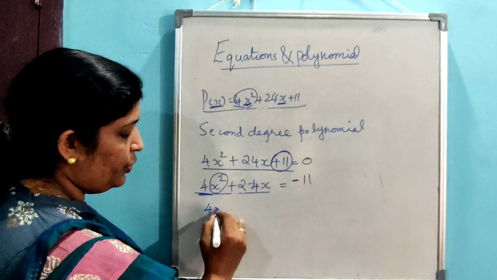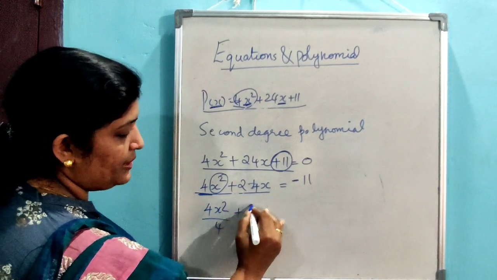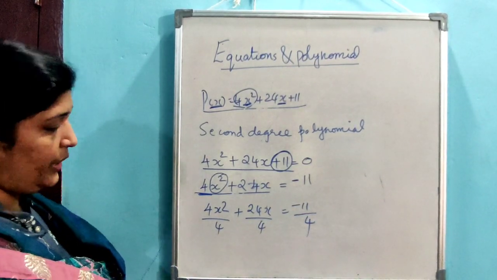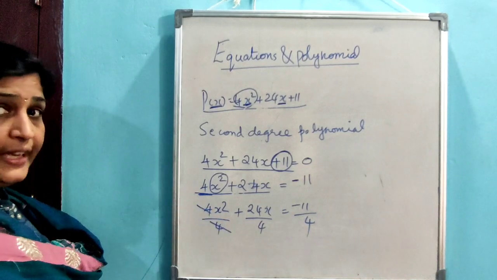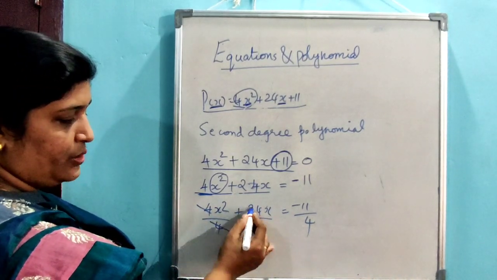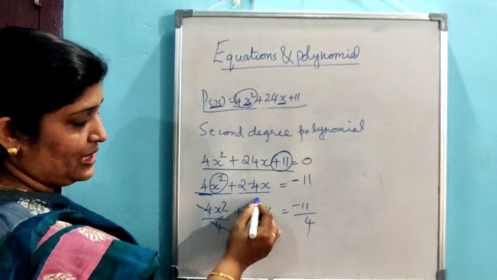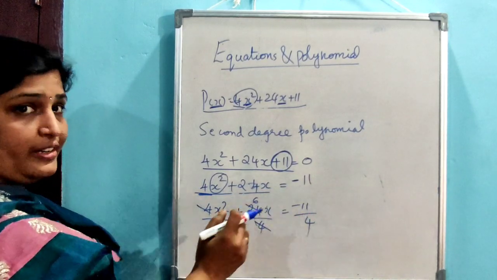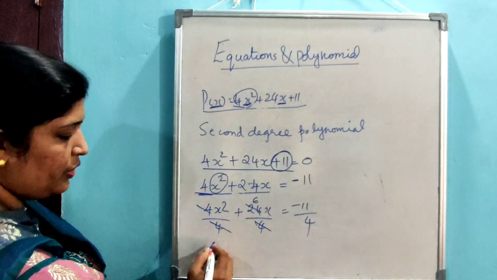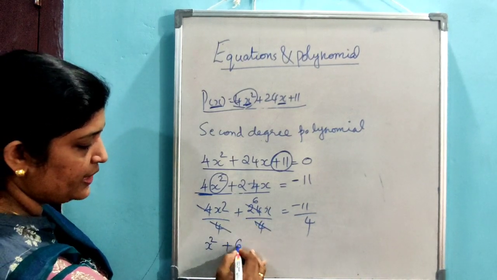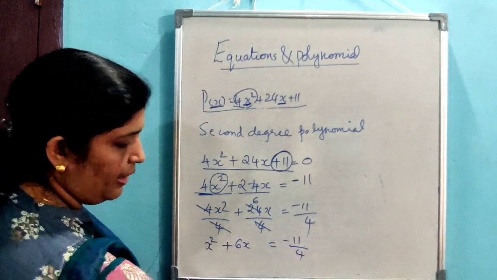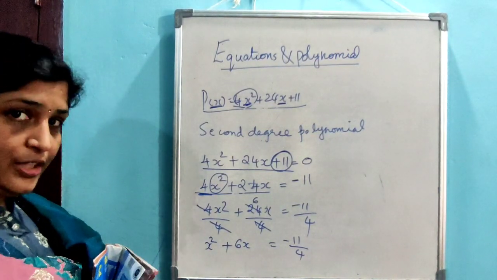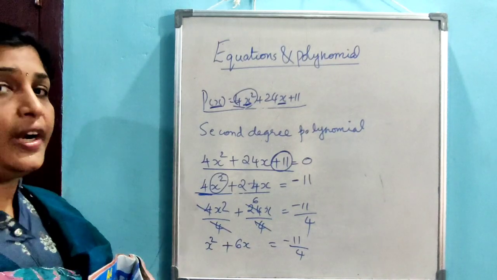Then we have 4x square by 4 plus 24x by 4 and here negative 11 by 4. Okay, so in 4x square by 4, 4 and 4 get cancelled. Then 24 and 4, yes, 24 is a multiple of 4. Which multiple? Sixth multiple. Then 11 by 4, it is not possible to shorten it, right? So we cannot simplify it. So here we have x square and here 6x and this side negative 11 by 4. Okay, now we have a second degree equation and in that equation the coefficient of x square is 1.